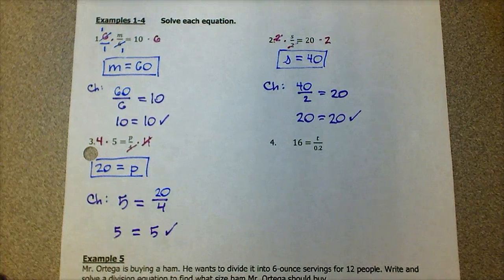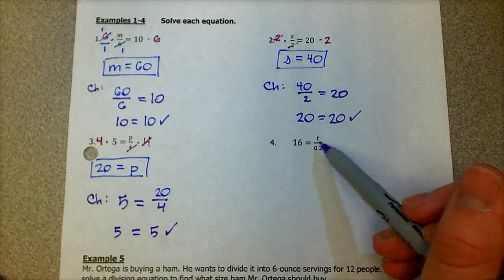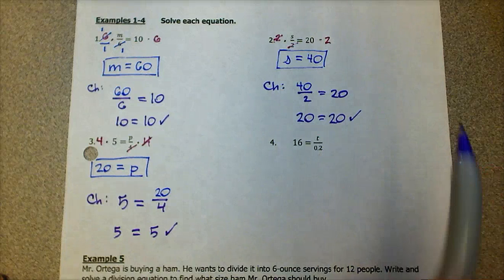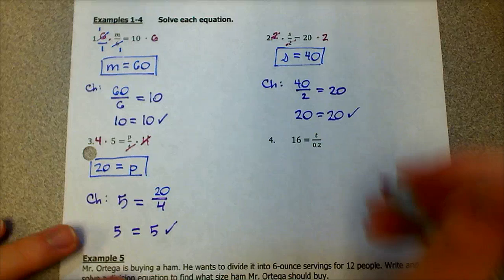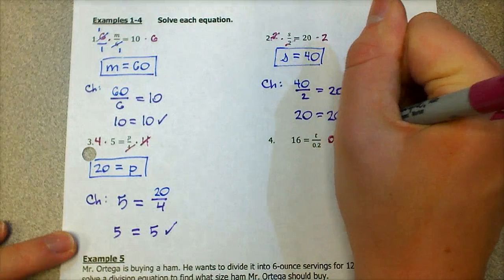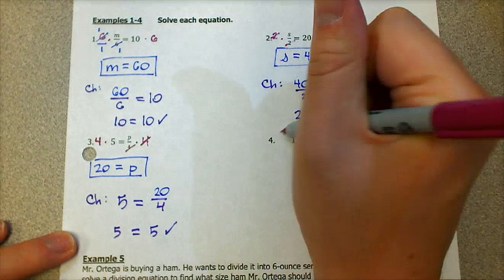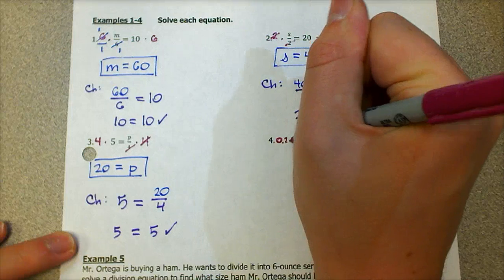Okay, and for number 4, we have 16 equals t divided by 0.2. Well, it doesn't matter if your denominator is a decimal, you still multiply by the denominator in these division equations. So we'll multiply the right side and the left side by 0.2.